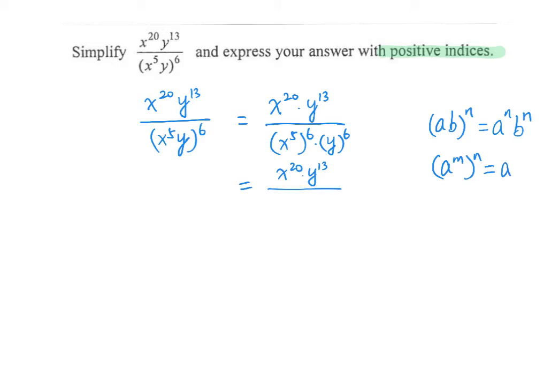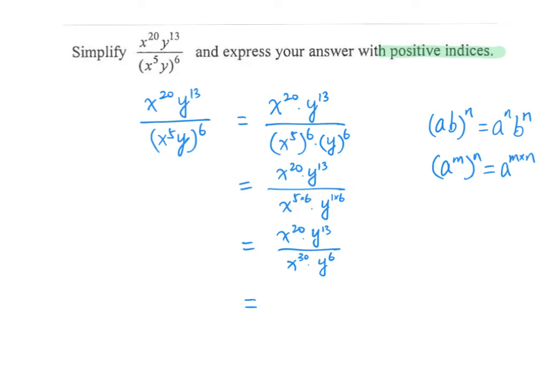So we can apply a to the power m times n. So here, x to the power 5, bracket to the power 6, we can have x to the power 5 times 6, times y to the power 1 times 6. Okay, 1 is hidden, so 1 times 6. So here we have x to the power 20 times y to the power 13 over x to the power 5 times 6, which is 30, y to the power 1 times 6, which is 6.